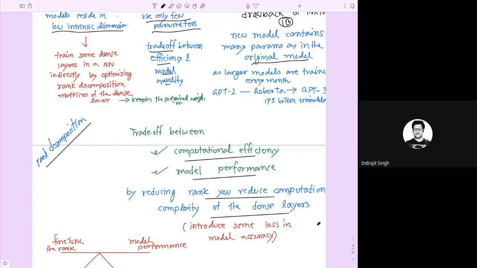Like in dimensionality reduction, we also use SVD. Here also we use a similar technique, but the approach to get that is basically to take those models which have higher dense layers, and you then do the rank decomposition for that. Okay. All right. So that's what low rank adaptation of large language models is.